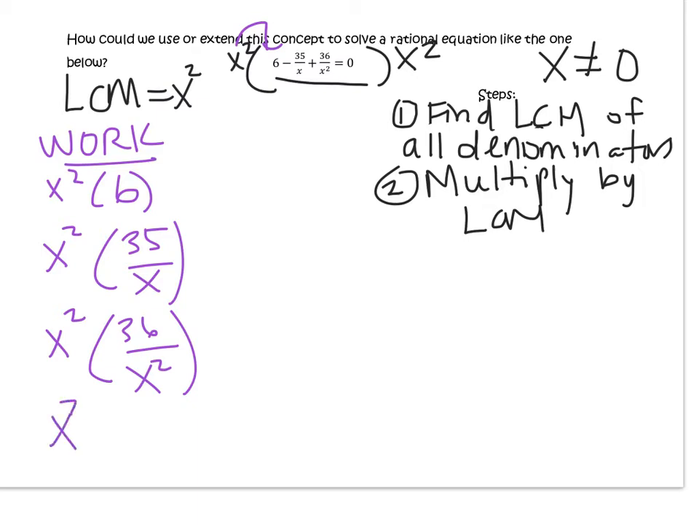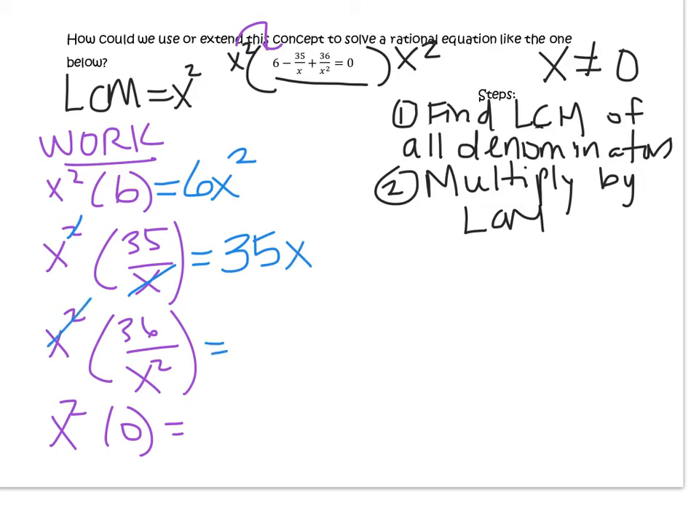And I have to do the x squared times the 0. Now I know in this case that's going to stay 0, but if that were another number, I'd have to make sure I multiply it through as well. So when I do the first one, I get 6x squared. Nothing cancels out because there was no denominator there. When I do the second one, this x drops with one of those x's, and so I end up with a 35x there. The next one, x squared cross cancels with x squared, so I get 36. And then the last one, I have 0.